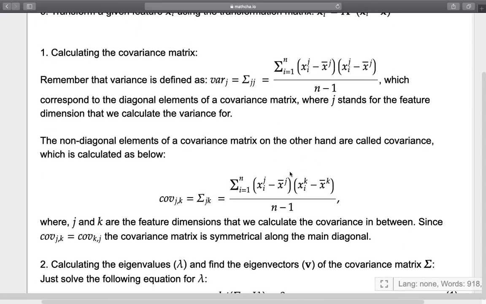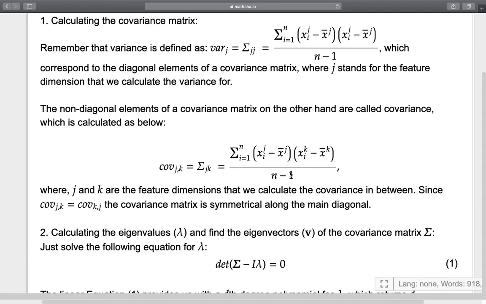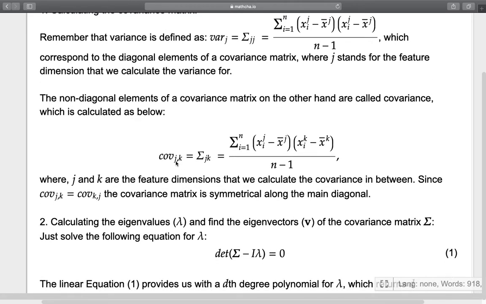So for the non-diagonal elements of the covariance matrix, which are the jth and kth elements of the covariance matrix, we use this expression.